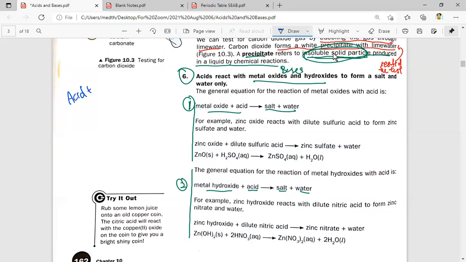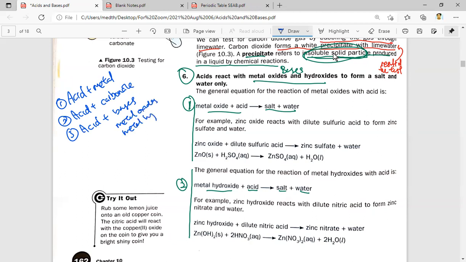One, acid can react with metal. Two, acid can react with carbonate. Three, acid can react with bases. The bases we are looking at are either your metal oxides or metal hydroxides. These are the three reactions that we've gone through in more detail. So take note of them because they are commonly tested.